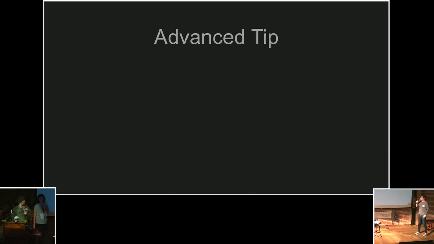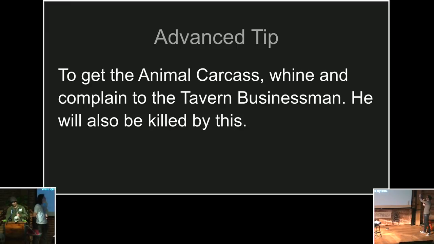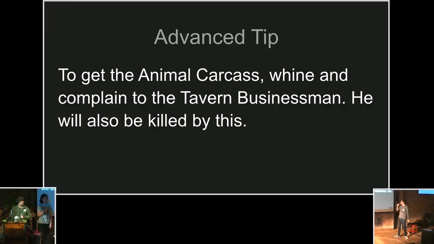It's nothing like the Atlanta dog hotels we know of today. Right, no, it's a very different story. Now, for the more advanced players, to get the animal carcass, whine and complain to the tavern businessman, he will also be killed by this. It's an unfortunate consequence, but... Yeah, this is sort of a double whammy. You get the item, and you defeat one of your primary foes. Keep that in mind. And it happens in the passive voice, so you can avoid responsibility. Yes, you don't even have to be accountable for it. Congrats. It just happened.